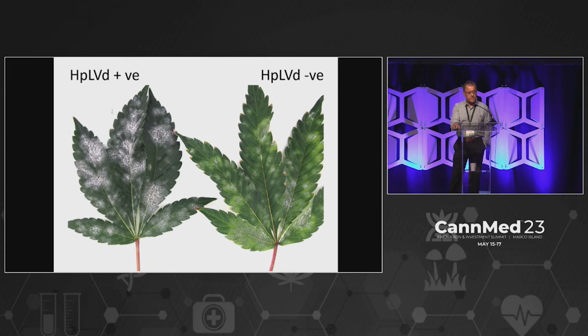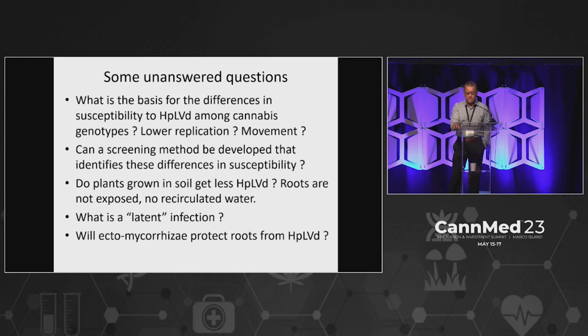So again, this is a predisposition to other diseases that may be present in the cannabis operation. So there still are a number of unanswered questions. We can probably discuss those over the break. I think we're almost out of time here, but what is the basis for differences among cannabis chemovars or genotypes to this disease? We're not really sure yet.